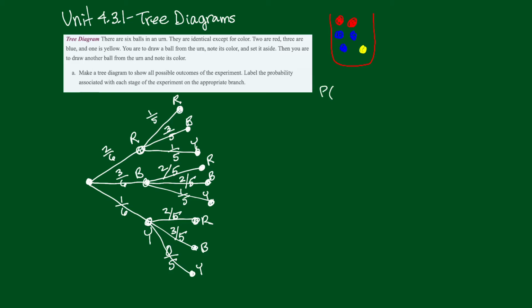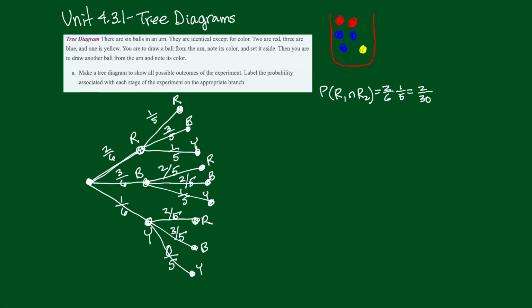What's the probability of a red on the first and a red on the second? Well, I can follow it directly right here. I have to get a red on the first and a red on the second. So "and" is a multiplication. So how about 2/6 times 1/5? So this is 2/6 times 1/5, and what I get is 2/30.